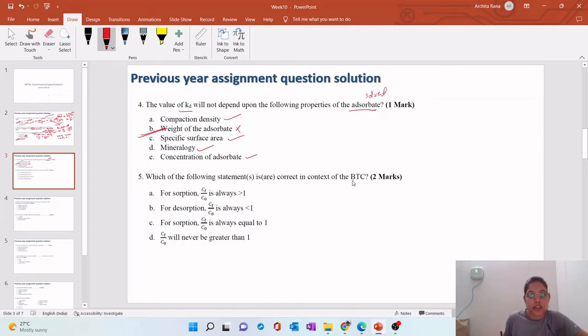Now next is BTC, which is the breakthrough curve. When we look at BTC in the lectures, it is plotted as Ct by C naught against time. The whole scenario is that if we have a block of geomaterial, and this is the initial concentration of a contaminant, let's say ink, after time t we measure the concentration at time t.